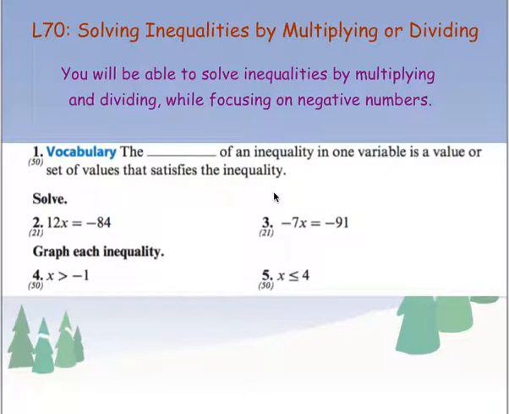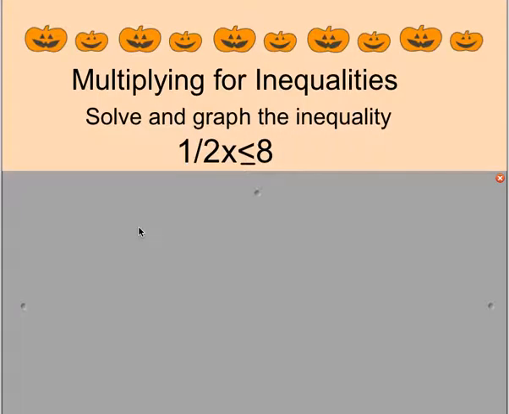Algebra 1 Lesson 70. This is just going to be a quick overview about how to solve inequalities by multiplying or dividing, especially when we're multiplying or dividing with negative numbers. Now remember, when we are solving our inequalities, our goal is to get x by itself, or the variable by itself, on the left side.